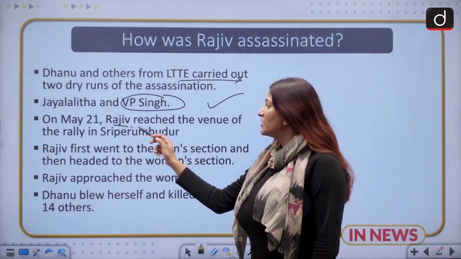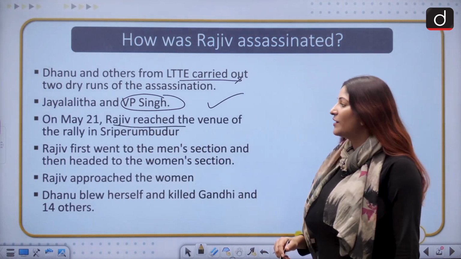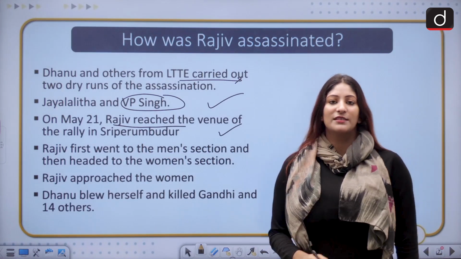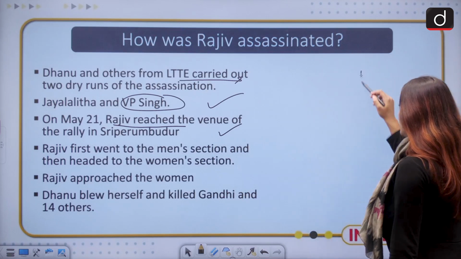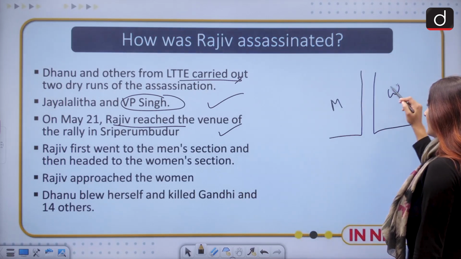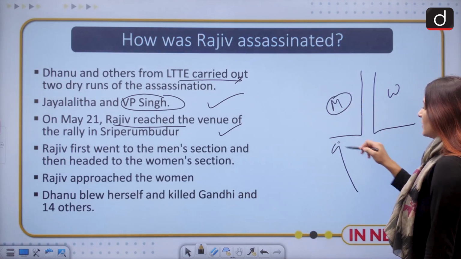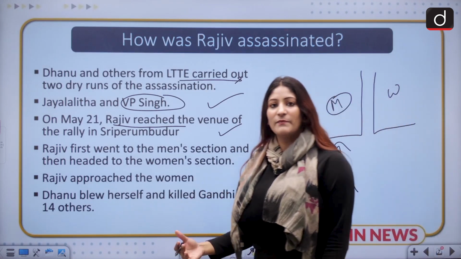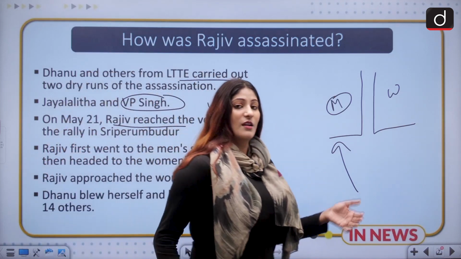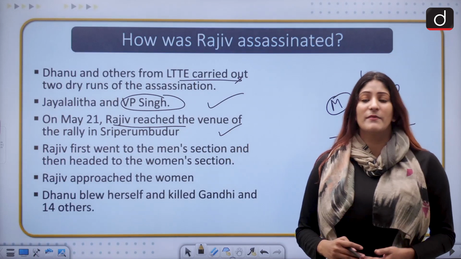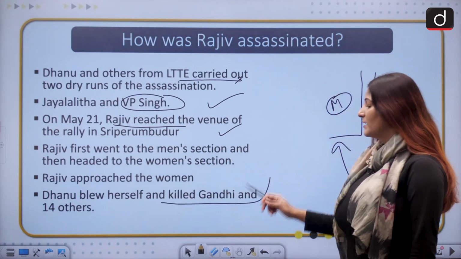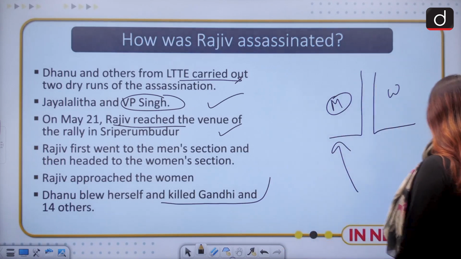On May 21st, Rajiv Gandhi reached the venue of the rally in Sriperumbudur. And first, we have to understand how the situation was. There were two sections. One section was the men's section and the second one was the women's section. Rajiv Gandhi first went to the men's section to meet them. The second time he went to meet the women's section, where Dhanu came close to him and triggered the bomb. Then Dhanu blew herself up and killed Rajiv Gandhi and 14 others.